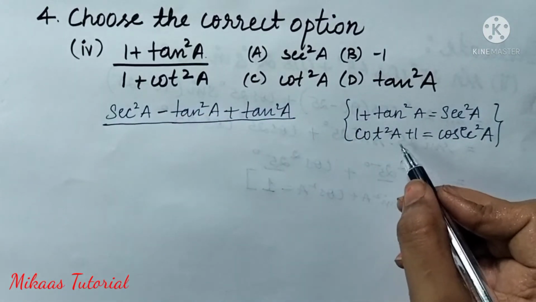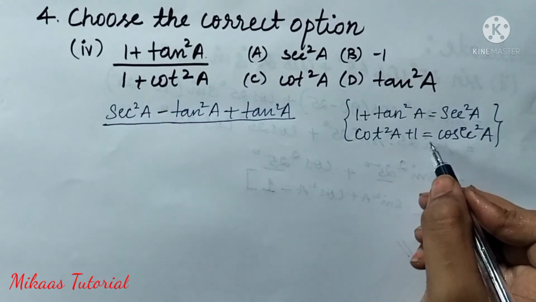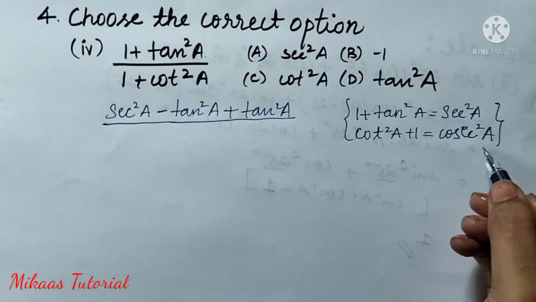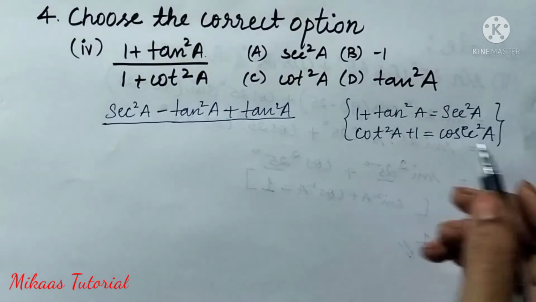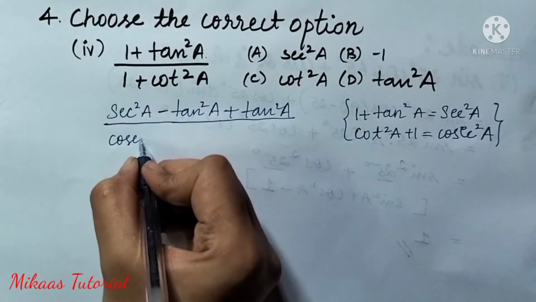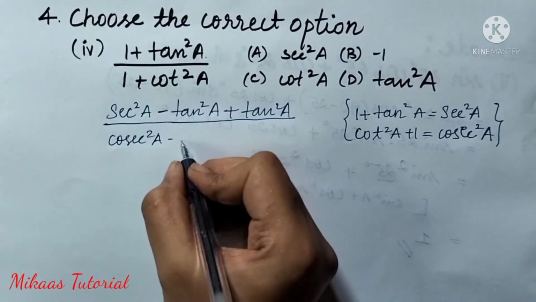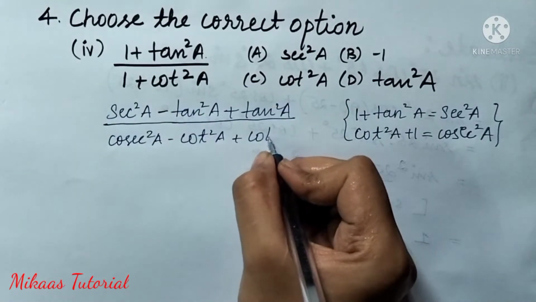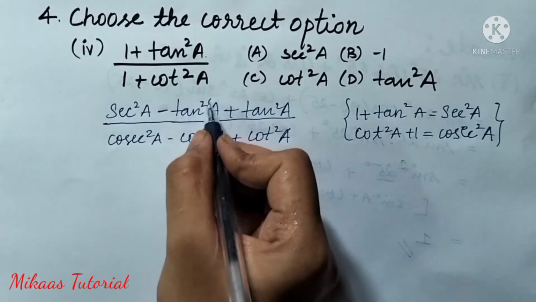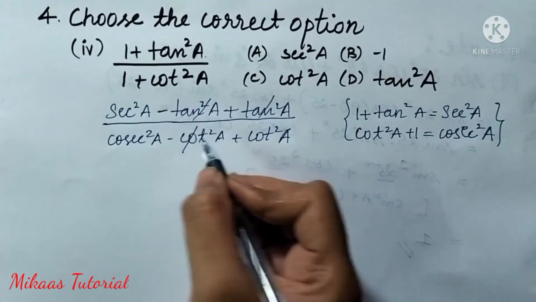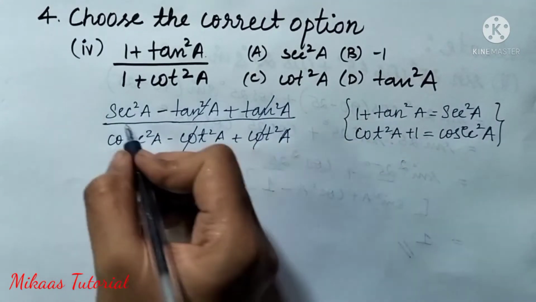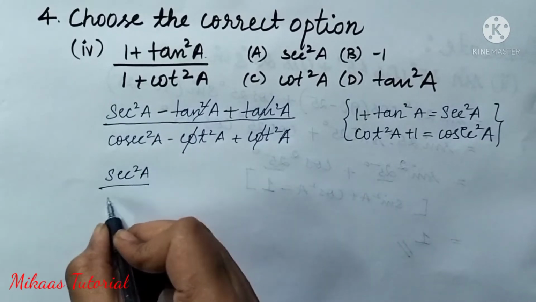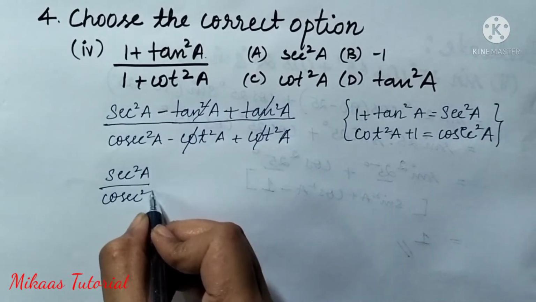So here we have another formula, cot square a plus 1 is equal to cosec square a. In place of 1 we can write cosec square a minus cot square a. In the same way, write it as cosec square a minus cot square a. And the cot square a is already present there. Now cancel this, cancel this. Now this minus and this plus cot square. Now what is left? Secant square a divided by cosec square a.